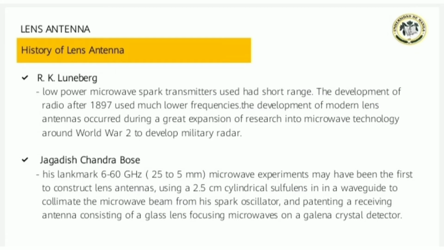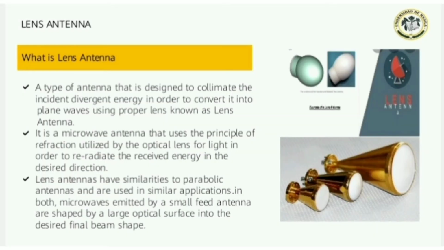The second topic I discuss is what a lens antenna is. It is a type of antenna that is designed to collimate the incident divergent energy in order to convert it into plane waves using proper lens material. It is a microwave antenna that uses the principle of refraction utilized by the optical lens for light in order to re-radiate the received energy in the desired direction.